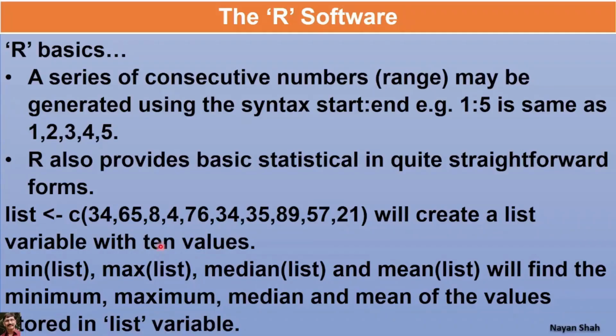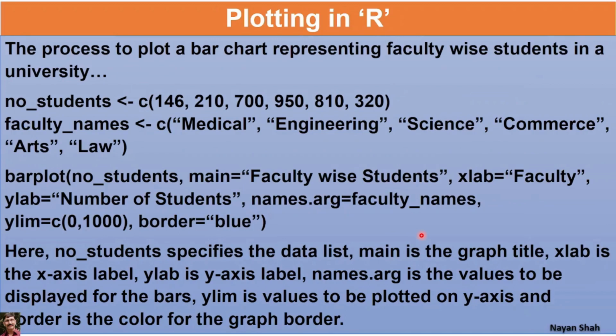So that is this. Plotting in R. Now the process to plot a bar chart representing faculty-wise students in a university, the example given in the textbook. So if you want to prepare a bar chart, you need to provide a lot of information, and that also there should not be a single mistake. If there is a single mistake, the chart will not come. And even the chart which comes is not so interesting as the chart we used to get in Excel.